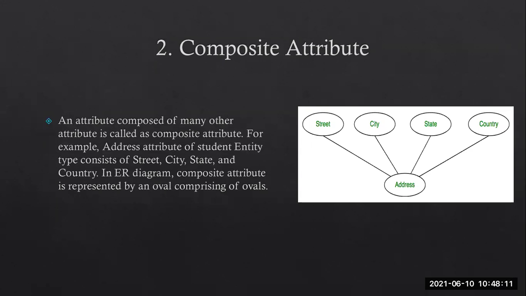For example, the address attribute of a student entity type. Student is a table, address is an attribute here. It consists of street, city, state, and country. That address still has a classification here. Address is an attribute, and for that attribute itself, we again get extra attributes constructed. Then in the ER diagram, a composite attribute is represented by ovals, comprising of oval shapes.